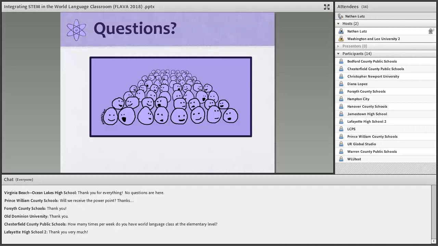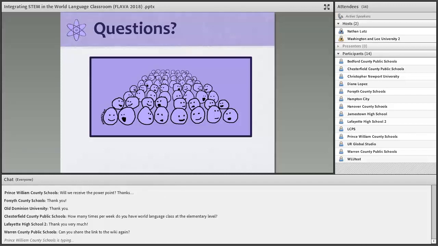Okay, somebody said, will we receive the PowerPoint? I have an older version of it on the wiki already, and then after we conclude, I will post it on the wiki as well, so you can copy it from there if you want, or download it from there, and perhaps Flava might be able to share it too. On the last screen, I've got the wiki address, so you can copy it from there. Let's see what other questions.